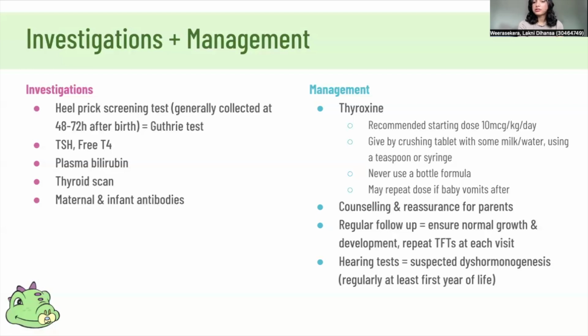Make sure that the parents are counseled and reassured, and that regular follow-up is organized to make sure that the child is growing normally and they're developing normally, and also repeat the thyroid function test at every visit. And you also consider doing a hearing test if the cause of hypothyroidism is suspected to be dyshormonogenesis. And you tend to do this regularly in the first year of life.